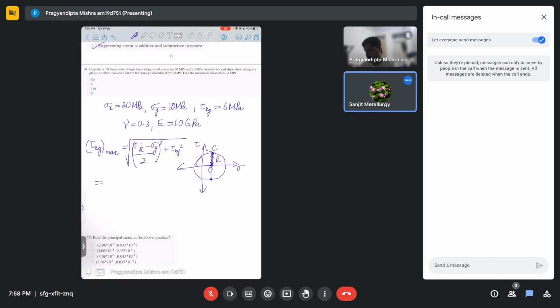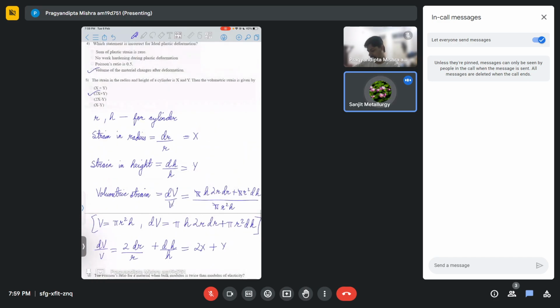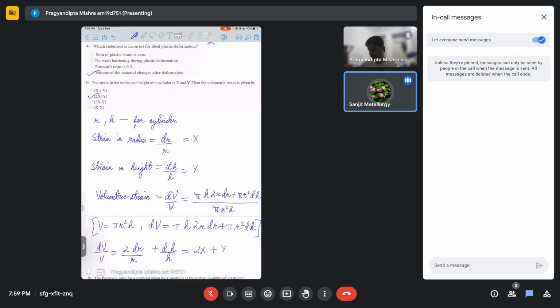So I have one doubt in that cylinder question, the volumetric strain of a cylinder. Sir, suppose if we are stretching it along the height, then the circumferential direction will reduce, no? So, sir, why are we adding this? If one strain is additive, then the other one must be subtractive.